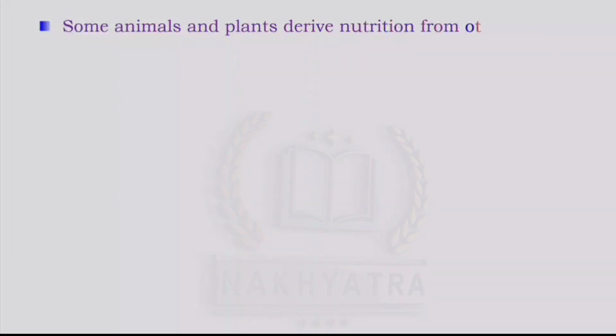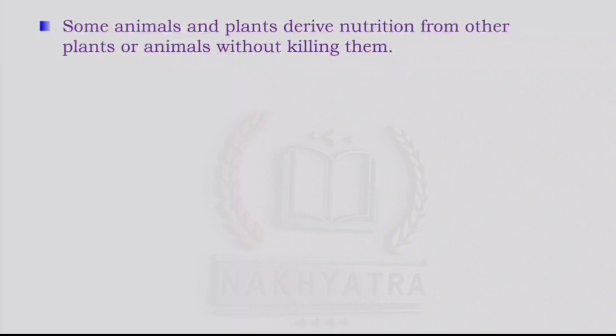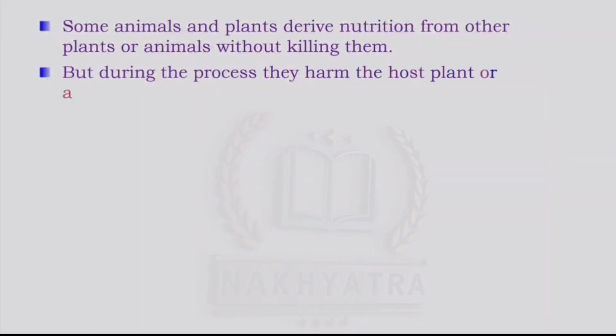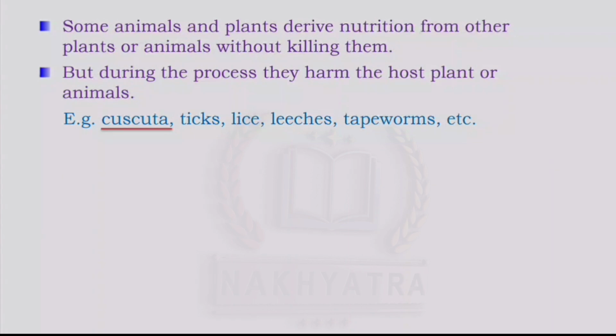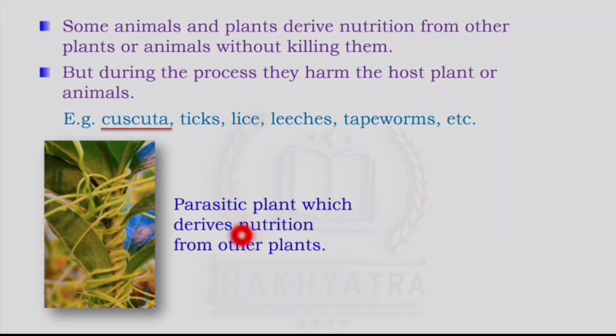Some animals and plants derive nutrition from other plants or animals without killing them, but during the process they harm the host. Now let us see some examples: cuscuta, ticks, lice, leeches, tapeworms, etc. Cuscuta is a parasitic plant which derives nutrition from other plants. So this is cuscuta, a parasitic plant.